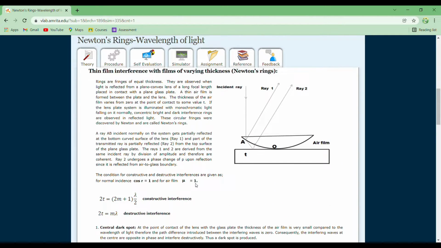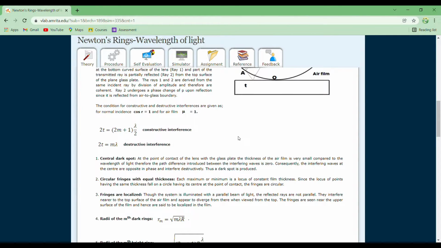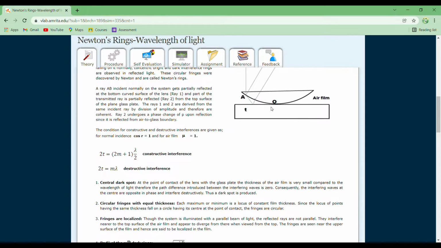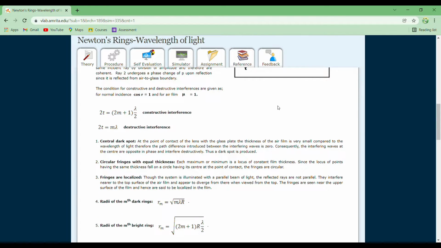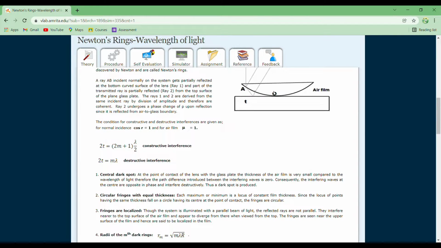One more question arises: why is the central spot dark? The reason is that the thickness of the air film here is very small, meaning negligible. So there will be no phase difference between the reflected and the refracted waves. So we get destructive interference here, and that's why we have a dark central spot.